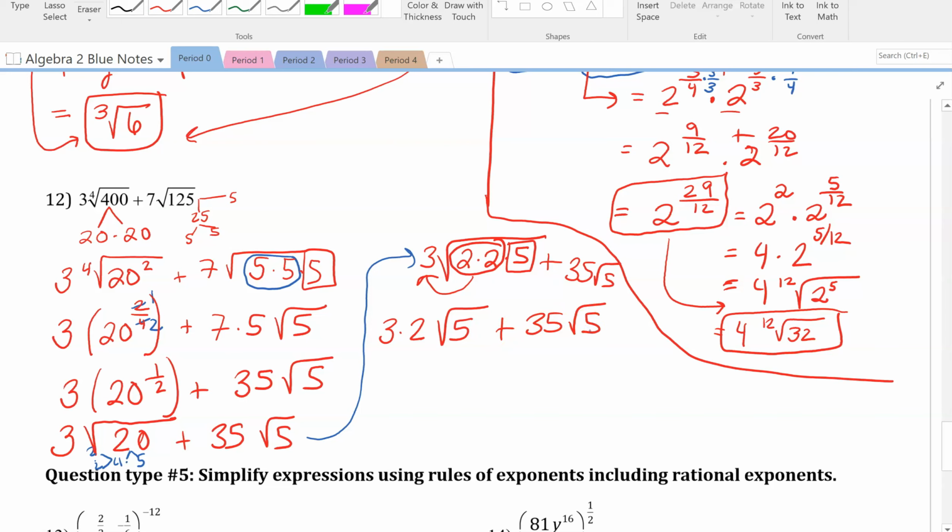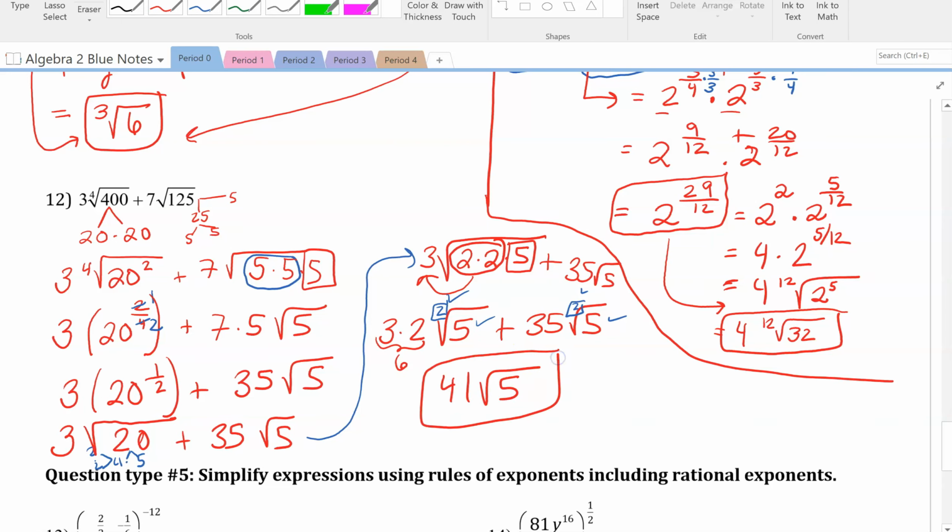And now look at that. I've got matching indexes, right? The index is now both a 2, because now they're both square roots. So I have matching indexes. I can check that off. And matching radicands. Both have square roots, both have radicands of 5. Now I can go ahead and combine them together. Of course, this is 6, right? 3 times 2 is 6. So I can add 6 plus 35 and get 41 times the square root of 5.